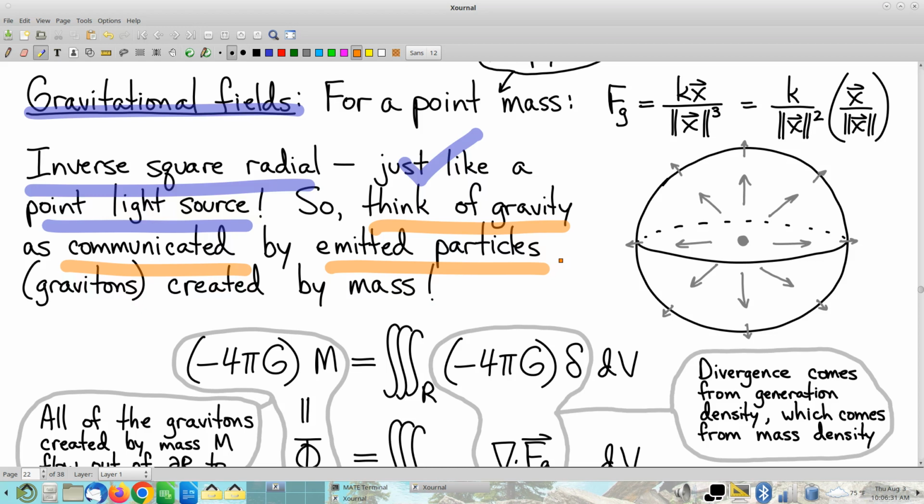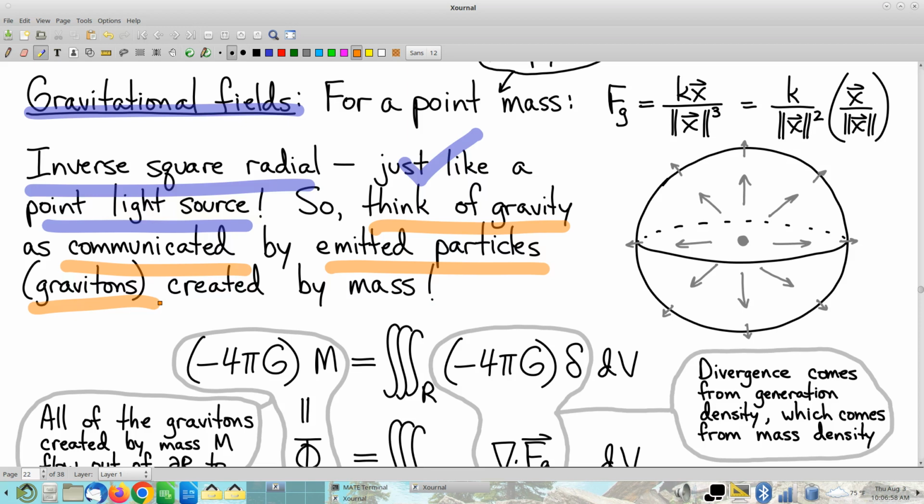What this is pointing out is that if you were to think of gravity as being communicated by little particles, then every piece of mass doesn't have a gravitational field. It's emitting little particles that hold gravity in them. We usually use the word gravitons. If you think of gravity as being communicated by gravitons, the algebra is exactly the same.